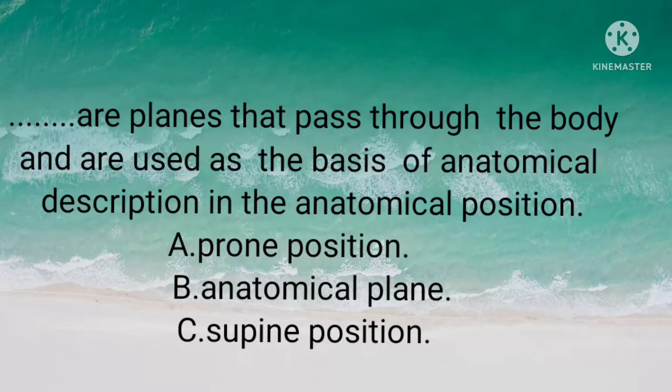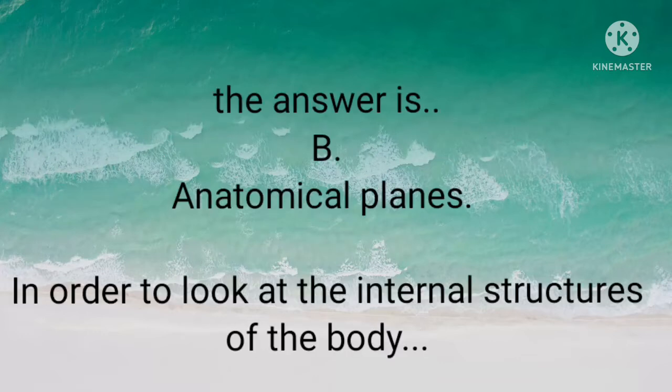Blank are planes that pass through the body and are used as the basis of anatomical description in the anatomical position. A. Prone position. B. Anatomical plane. C. Supine position. The answer is B. Anatomical plane. In order to look at the internal structure of the body.